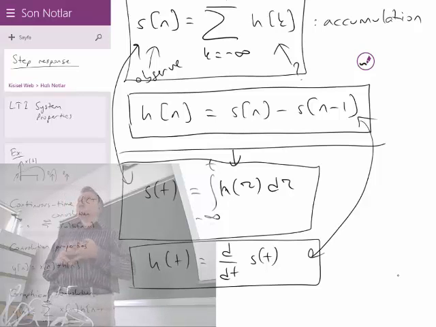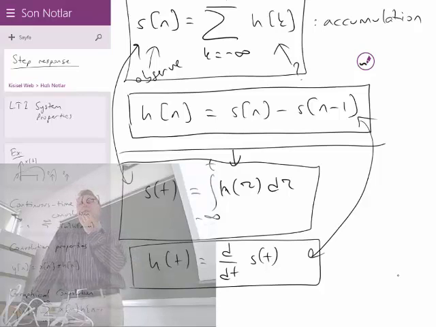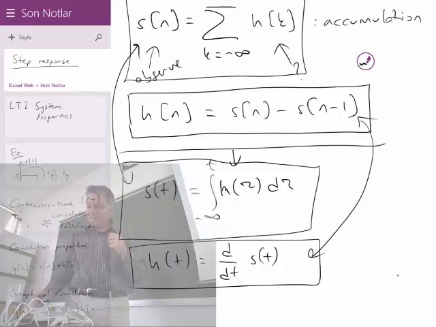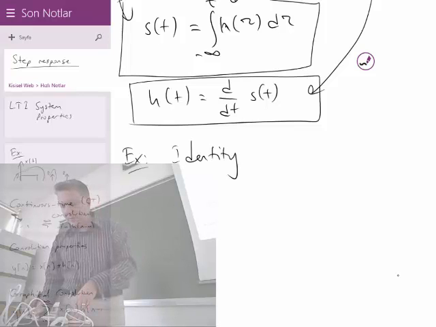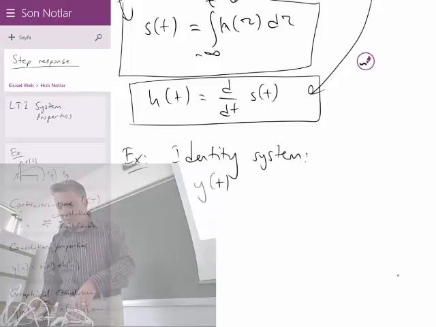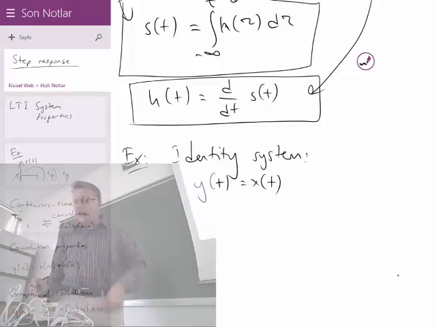The time derivative will correspond to the impulse response. Okay, let me ask you a simple example question. Suppose that you have an identity system. An identity system means that the output is the same as the input. Okay, so let's do it. Example: an identity system. So y of t is equal to x of t. Clearly, an identity system is a linear and time invariant system.